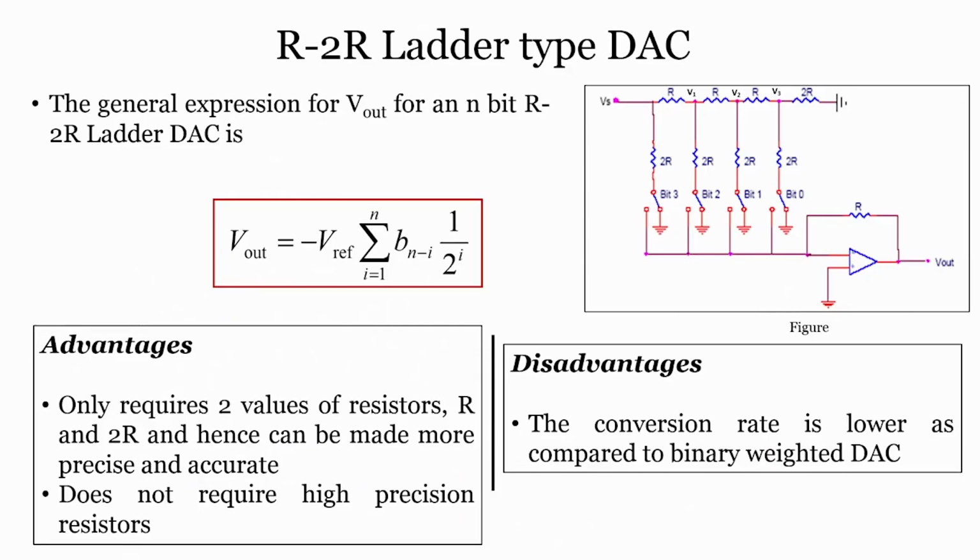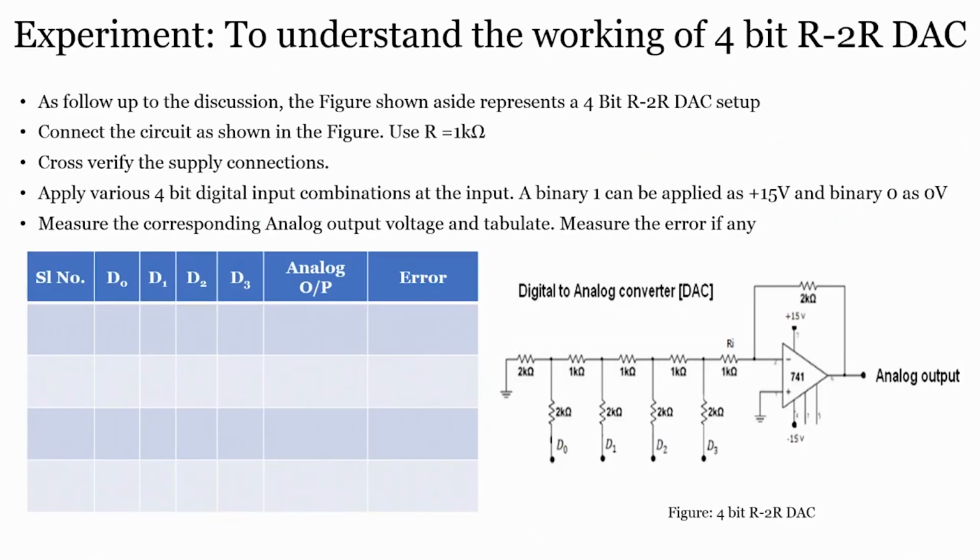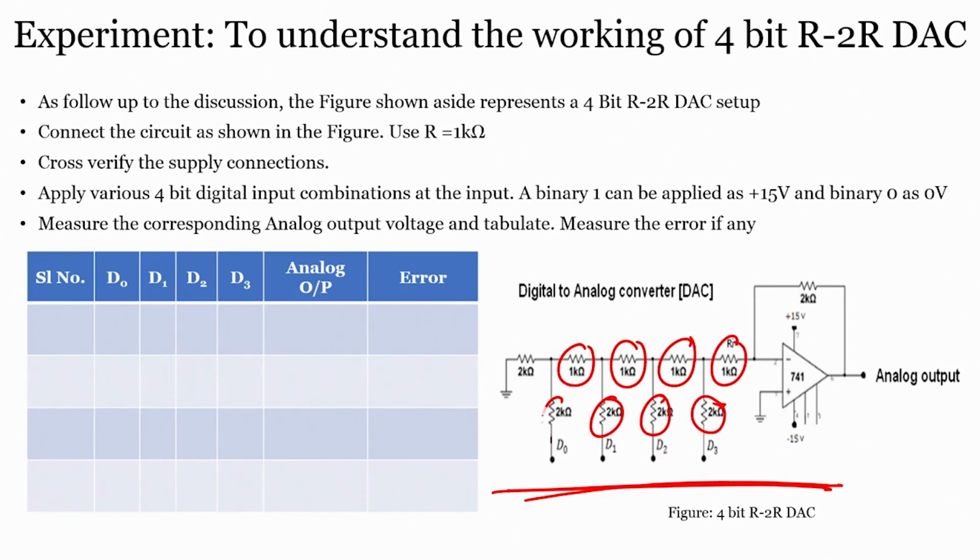Now, we have to see the DAC weighted binary network and the R-2R network. If you want to do the experiment to understand the 4-bit R-2R DAC, let us see how we can do it. You can see the figure here; you connect this circuit as shown in the figure, using R equals 1 kilo ohm, so these R values are 1 kilo ohm, and then the 2R values are 2 kilo ohm. So, cross verify supply connections and apply various 4-bit digital inputs.